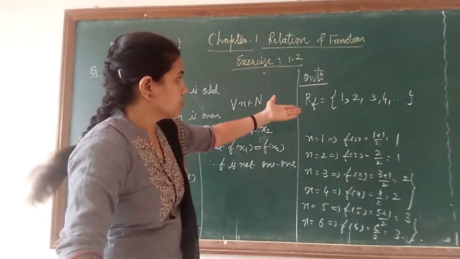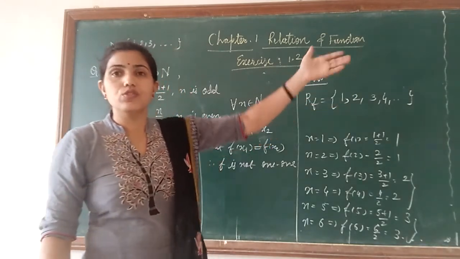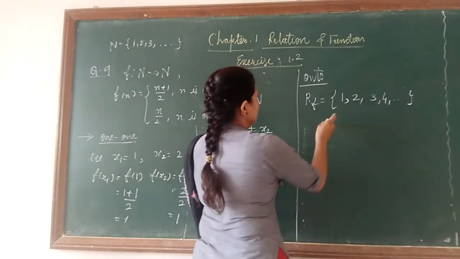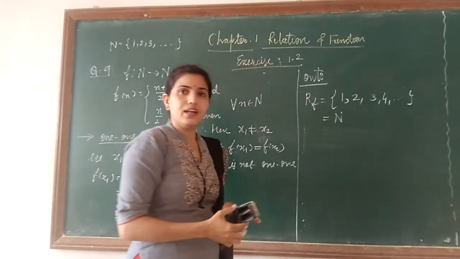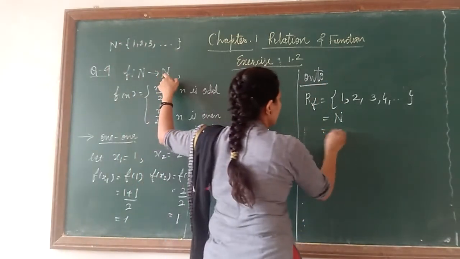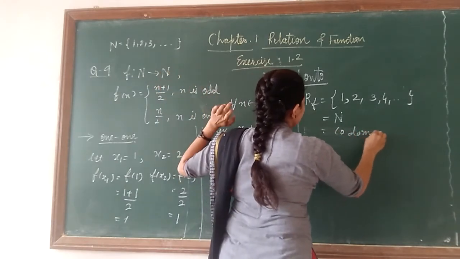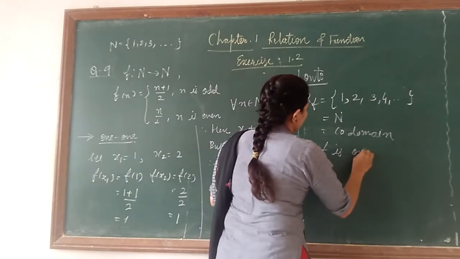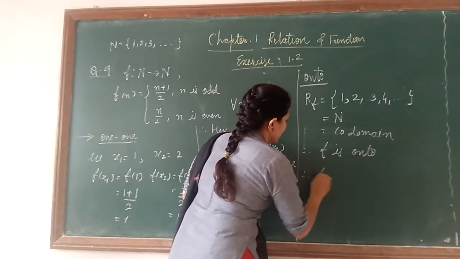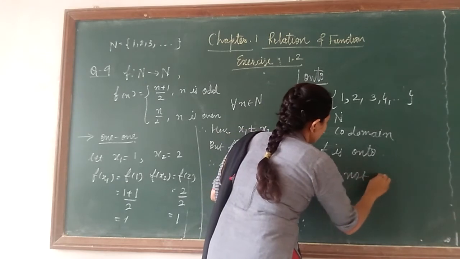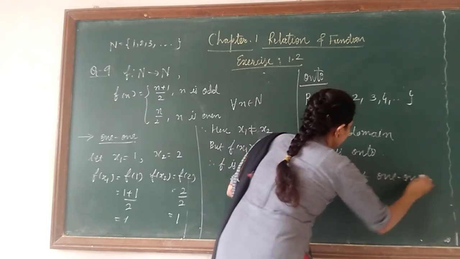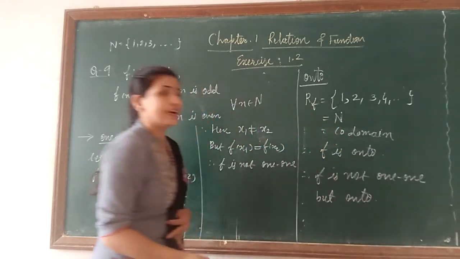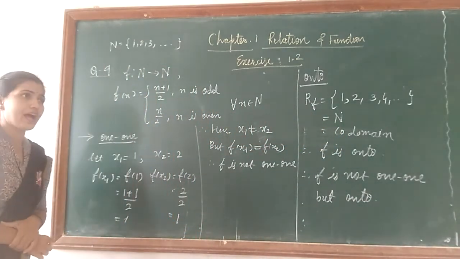So which set is this? 1, 2, 3, 4, and so on. Yes, this is our N. So the range is equal to N, and N is our codomain. Therefore, f is onto. So therefore, f is not 1-1 but onto. So that is our answer for question number 9.